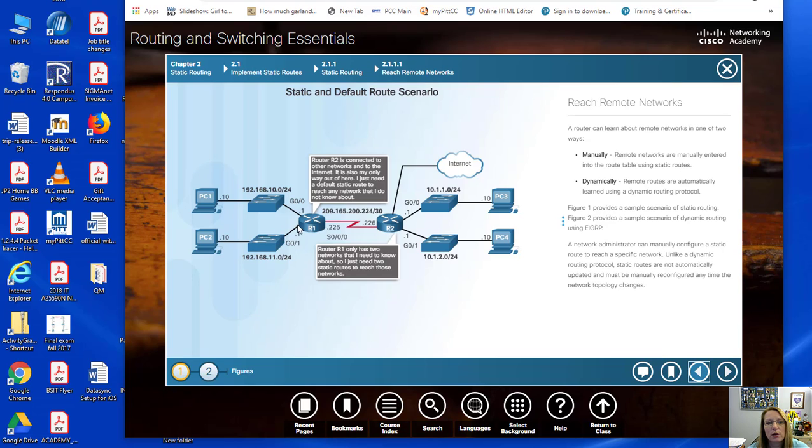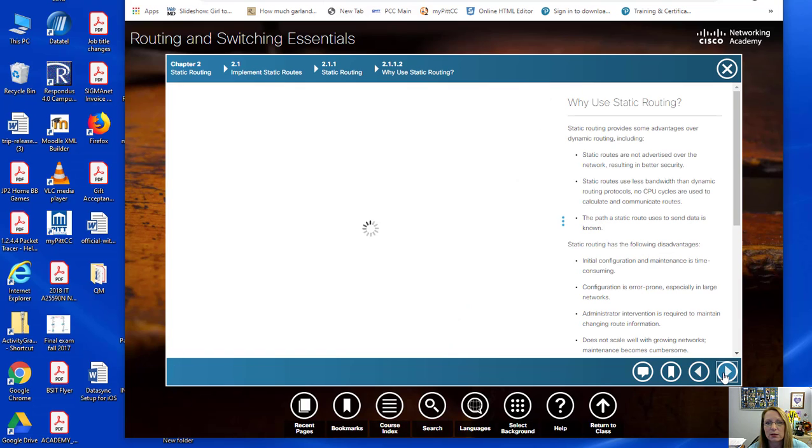Same thing with R1. R1 would know about this network, it would know about this one, and it would know about this network because it's attached to it. But it has no knowledge of remote routes, and that's where your static routing comes in. You would go in and configure it. And when you go in and configure it, there are several different ways that you can actually do that. So I'm going to show you a couple of these.